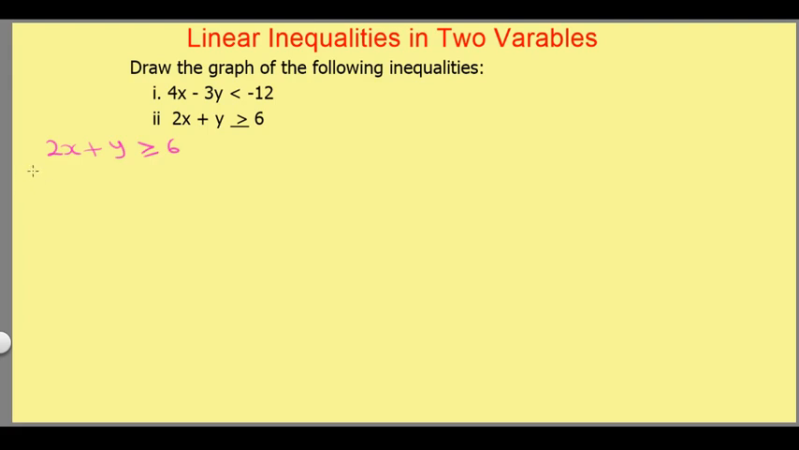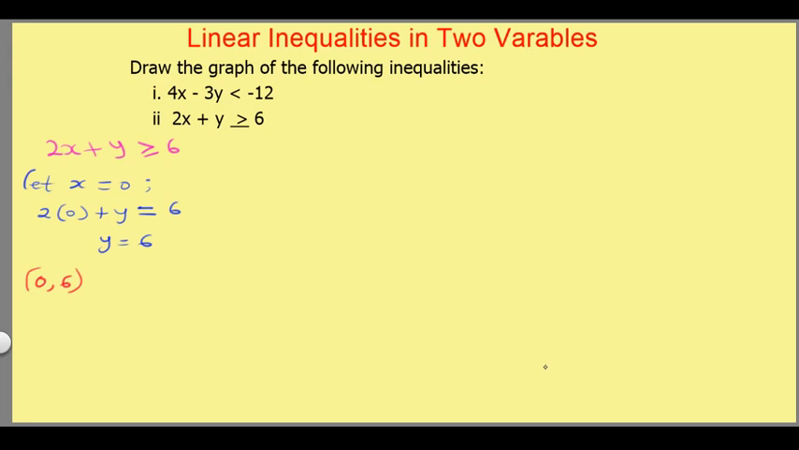So we say let x be equals to 0. When x is equals to 0, we can then find the value of y. That will be 2 open bracket 0 plus y equals to 6. Then y will be equals to 6. So we can say we have the point when x is 0, 0, 6. That's one point.